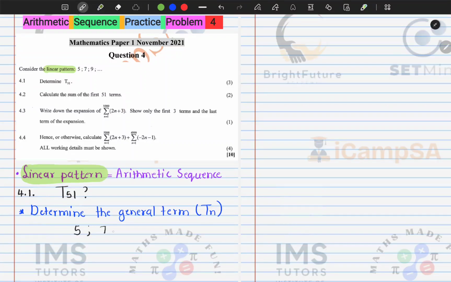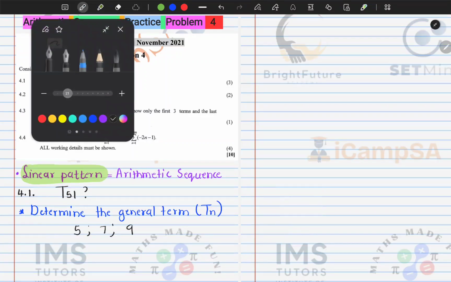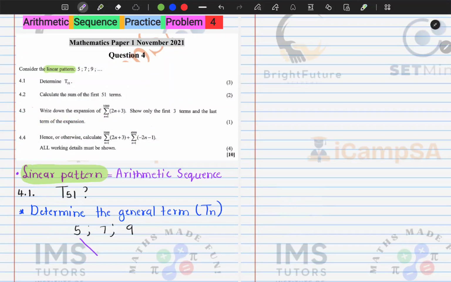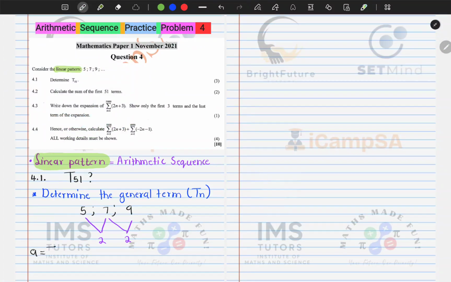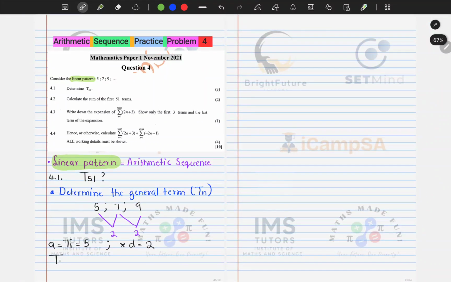So we have a 5, a 7, and a 9. What we need is to find the difference. You'll see that we'll get a 2 and we'll get a 2. So two things which we need: our A, which is always our first term, that is 5, and our D, which is the common difference, it is 2. And remember that our general term is always given by A plus n minus 1 multiplied by d. So we can go ahead and substitute.